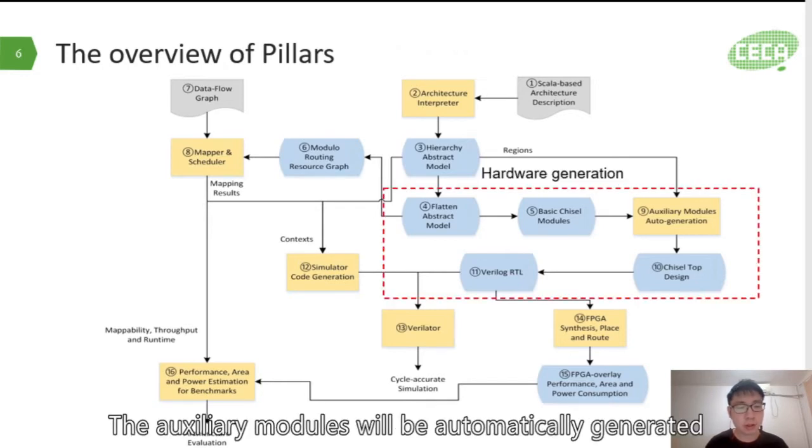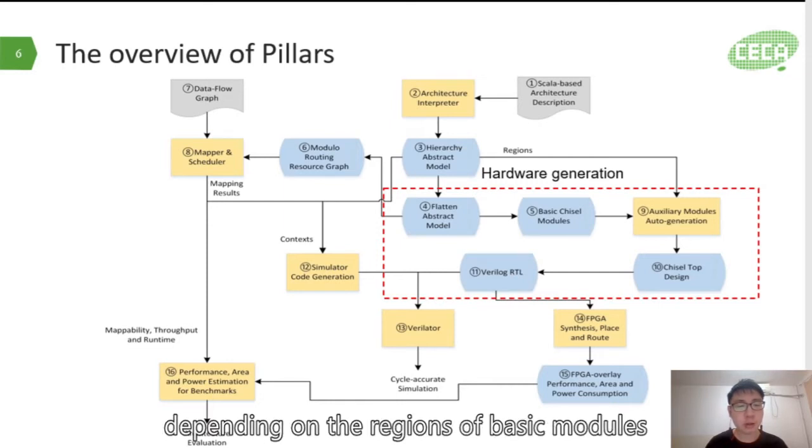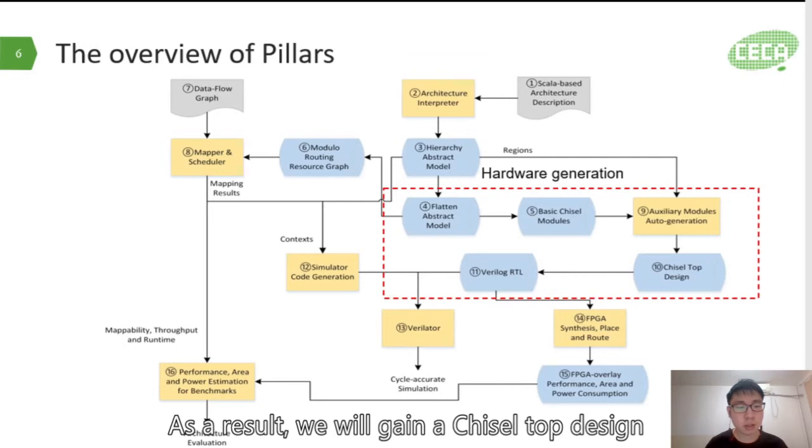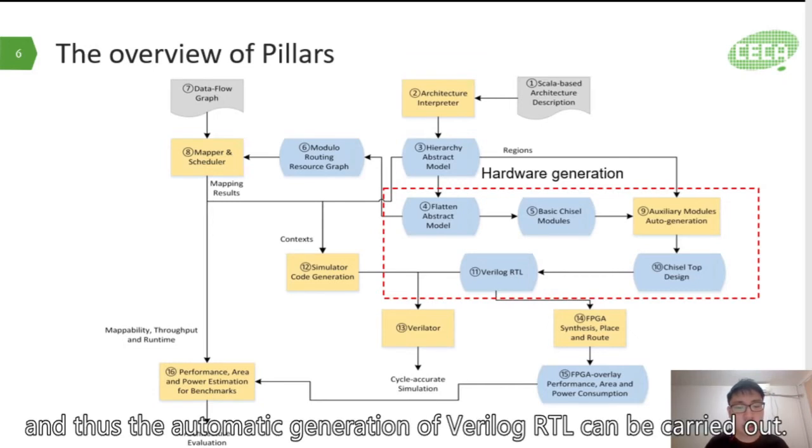The second part is the hardware generation. The auxiliary models will be automatically generated depending on the regions of basic models in the hierarchical abstract model to support cycle-accurate simulation, and the interconnection will be realized. As a result, we will gain a Chisel top design. And lastly, automatic generation of Verilog RTL will be carried out.